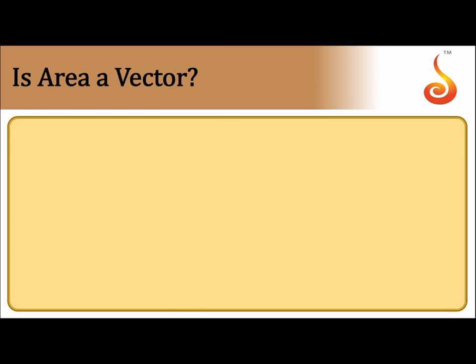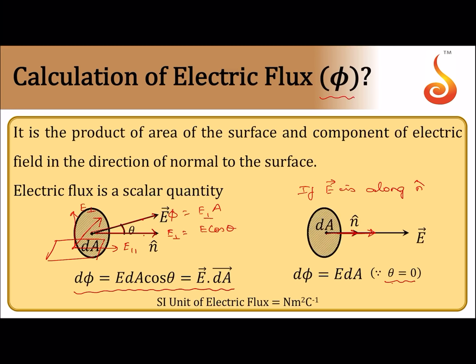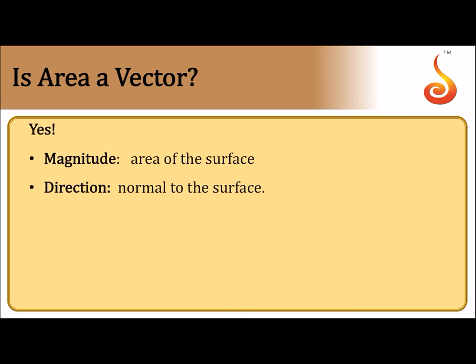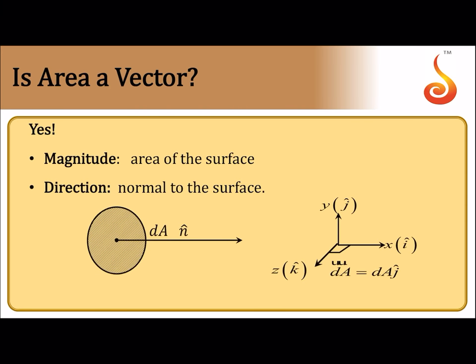How about area? Is area a vector quantity? Because when I go over here, I said it's E bar dot dA bar. Yep, dA bar means it is an area. It's a vector. So is area a vector? Yes, area is a vector. What is the magnitude of the area? It's nothing but the area of the surface. What is the direction of the area vector? It is normal to the surface. The direction of the area vector is normal to the surface.